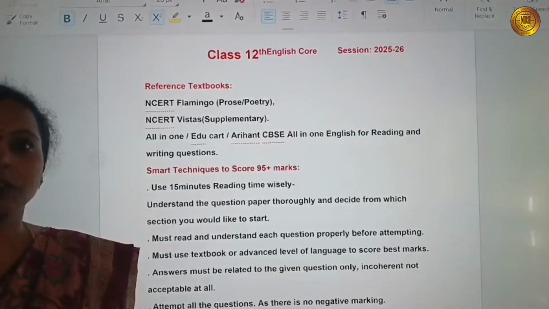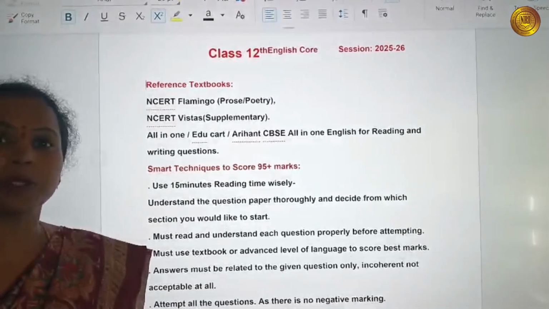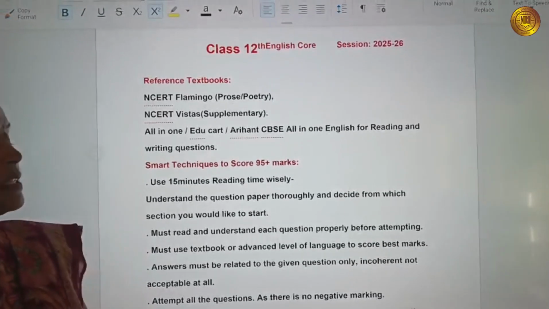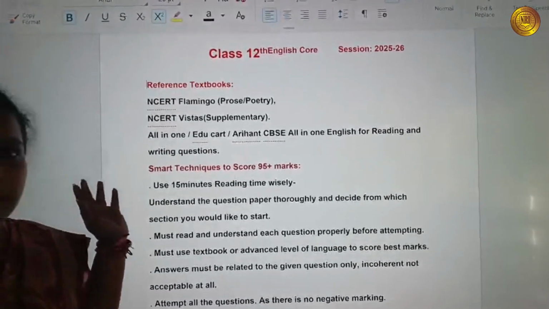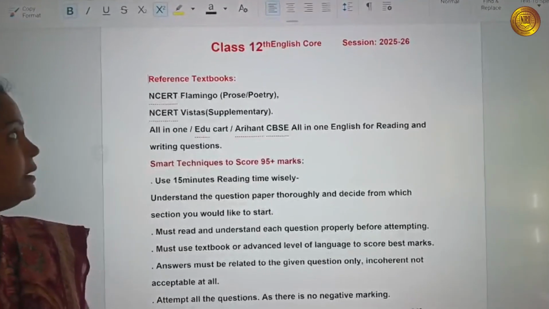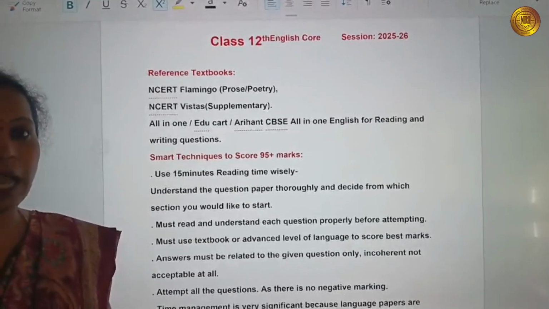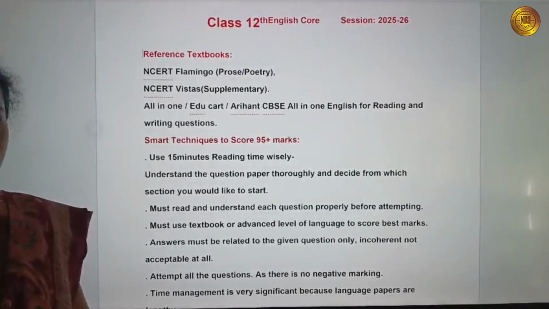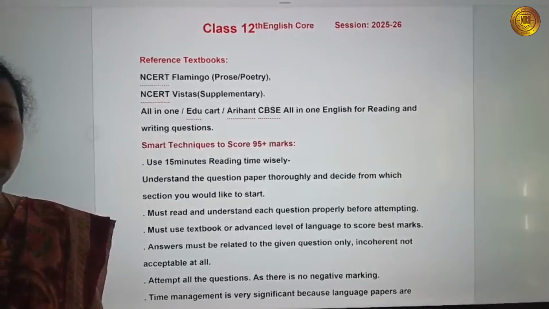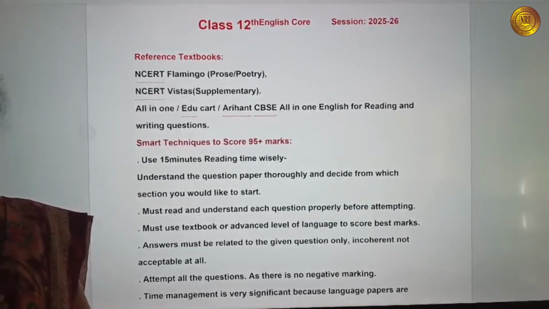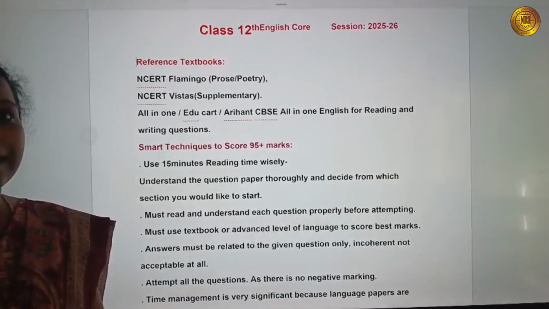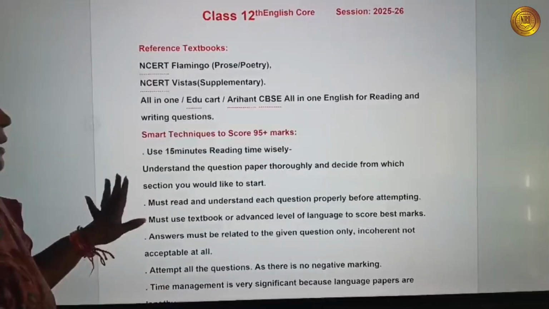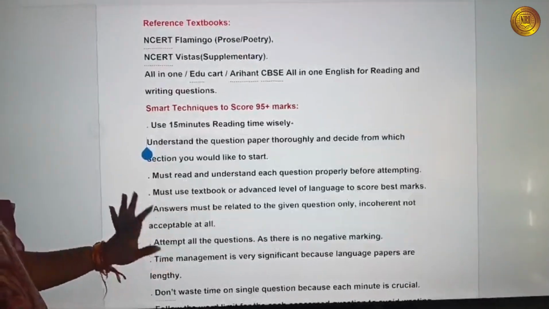Today, we are here to discuss the strategies to score 95 plus marks in Class 12. See, reference textbooks: NCERT Flamingo, which has prose and poetry, NCERT Vistas, only prose, and All-in-One, EduCart, even Arihant. All these things will be helpful for the reading and writing sections to score better marks. Now, here are the smart techniques to score 95 plus.